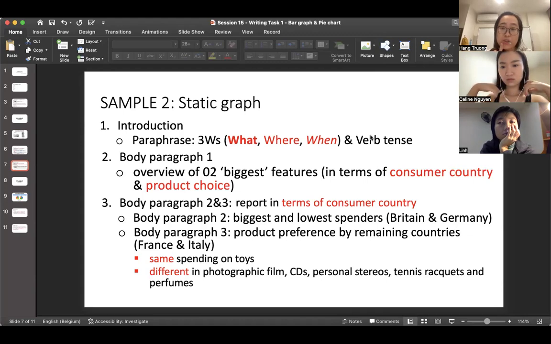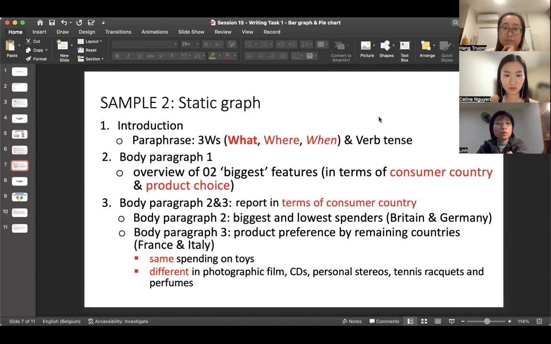And then in the next 2 body paragraphs, they use the consumer country to be the base on which the report is analyzed, right? So for the body paragraph 2, biggest and lowest spenders, and body paragraph 3, yeah, comparing preferences between France and Italy. Okay.